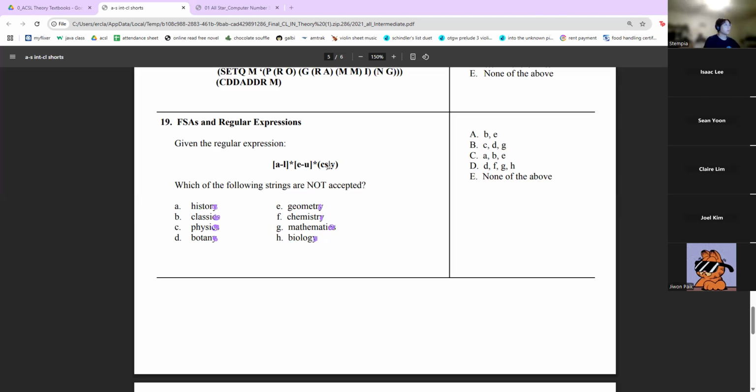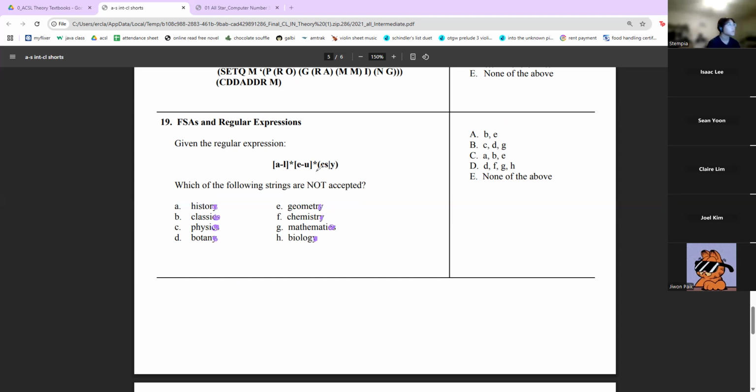The rest of it, we should have a string of letters that originates in the first half of the alphabet, followed by a string of letters that are contained within the restraints of E and U. And if it doesn't follow that order, then the string is not going to be accepted.